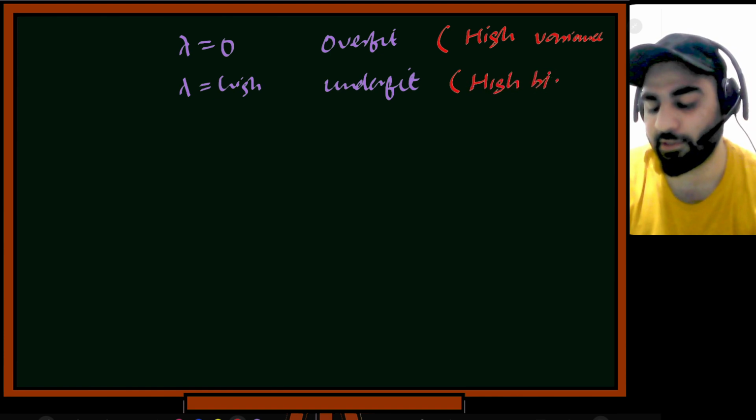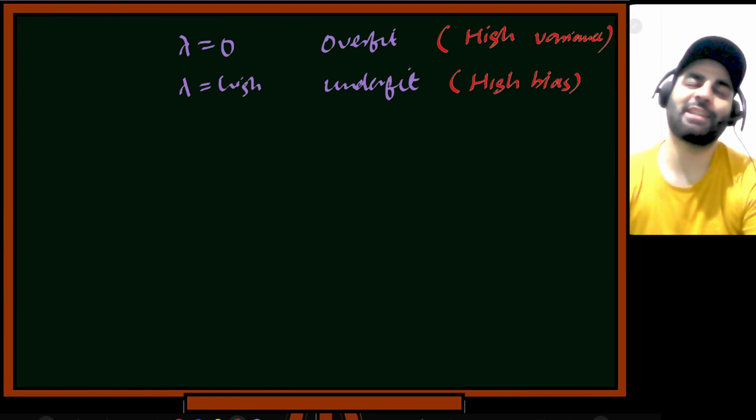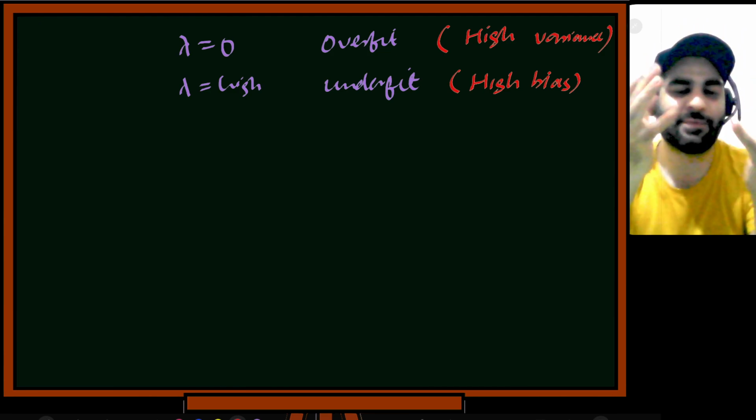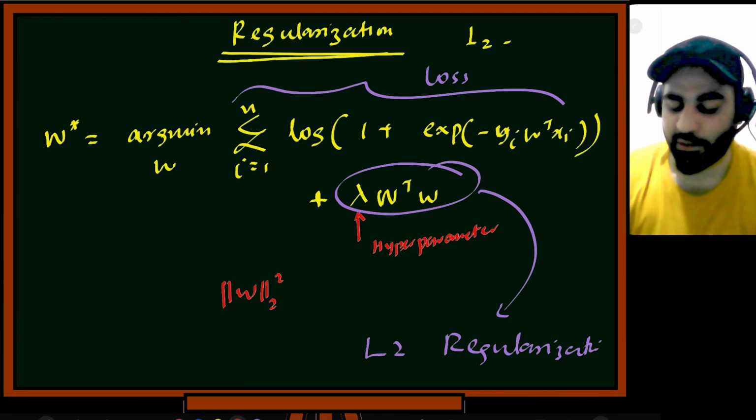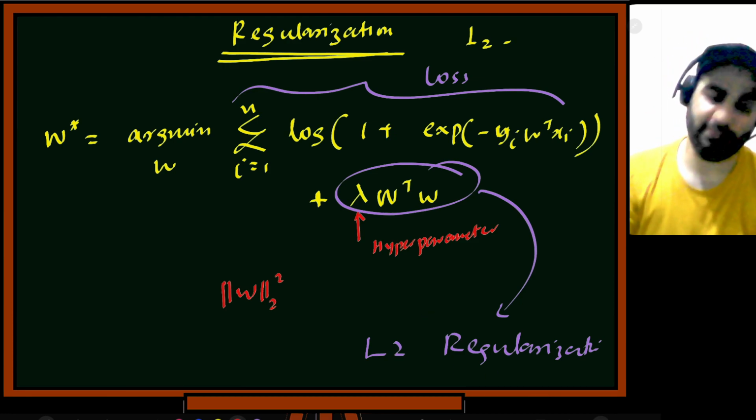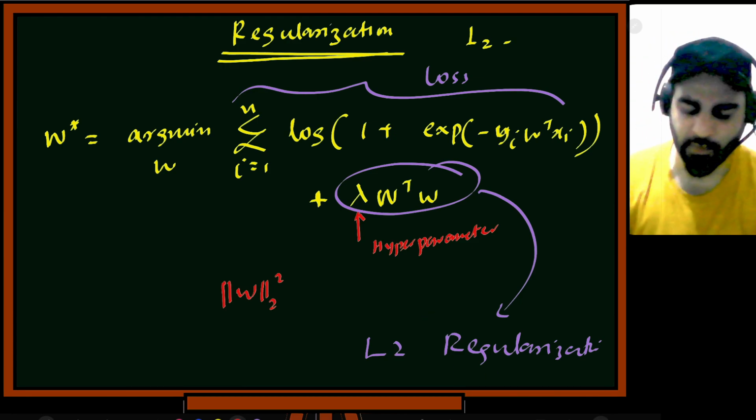I told you that in machine learning the whole problem is to find the best fit model, to balance overfitting and underfitting. That's why we add these regularization terms, L2 regularization. We have something called L1 also. So what is this basically?